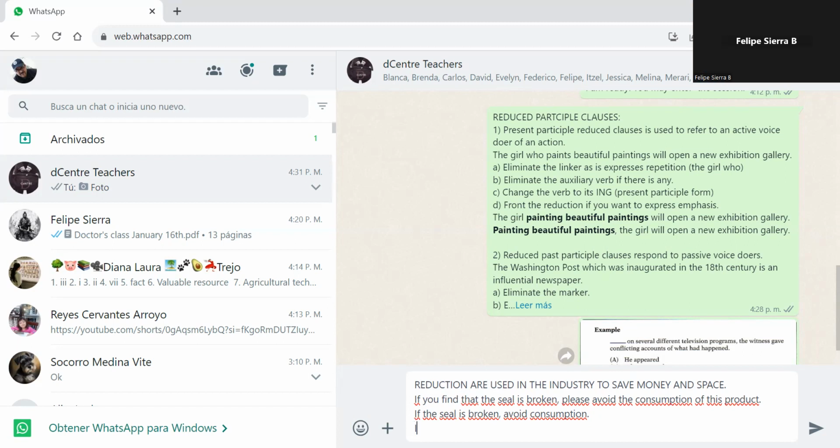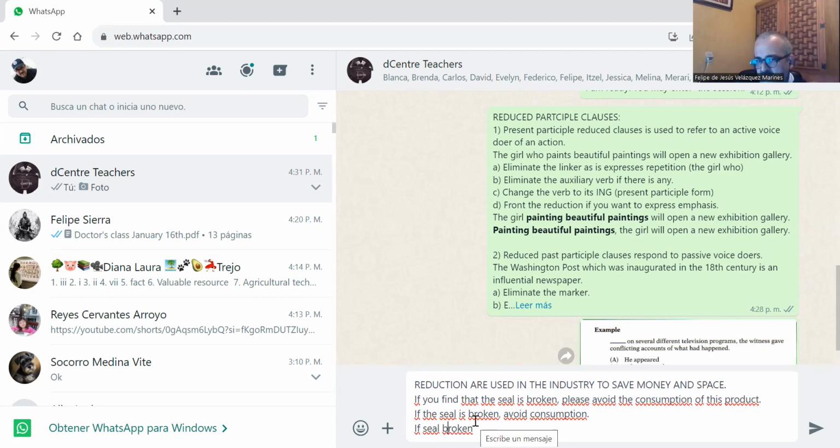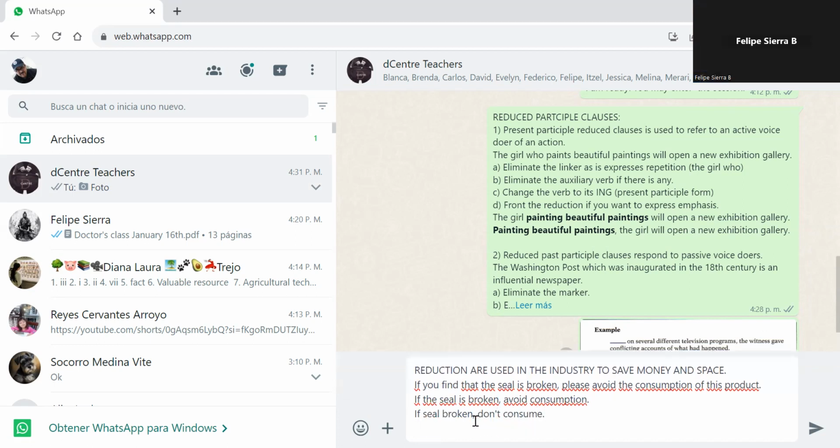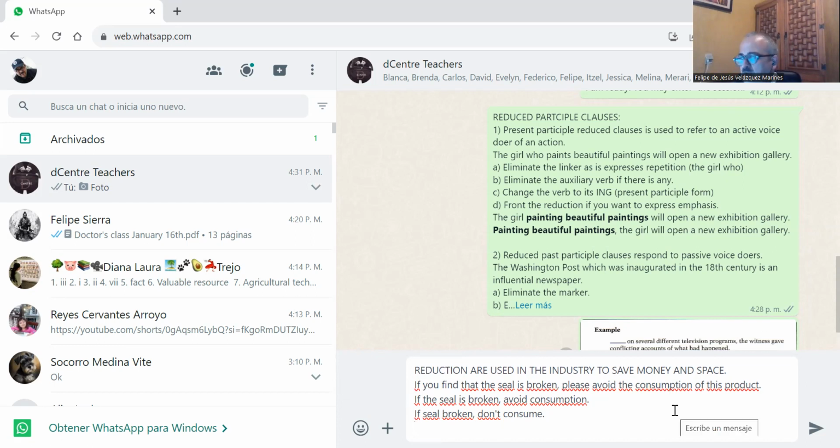If it is broken? You can say if seal broken, because you can confuse it with the whole bottle. Broken seal? No. If broken seal or if seal broken, because if seal broken is if the seal is broken. If broken seal is like if you find a broken seal. If seal broken is broken seal, don't consume. Okay. And that's it. So then you save more than half the printing.